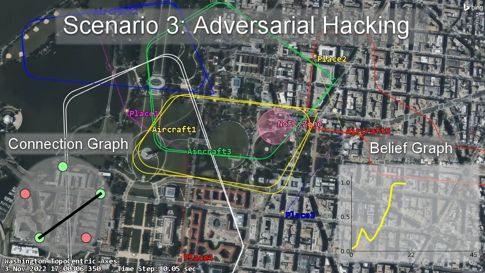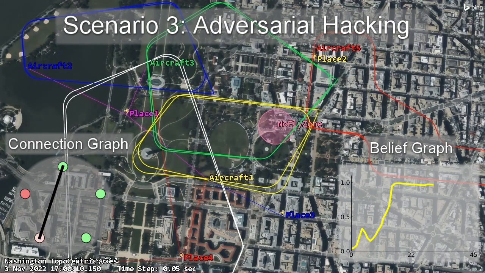Notice on the left graph that Aircraft 3, which connected earliest and most frequently with the adversary, is the last of the group to converge, but it eventually does converge after sufficient information is provided to outvote the influence of Aircraft 5.